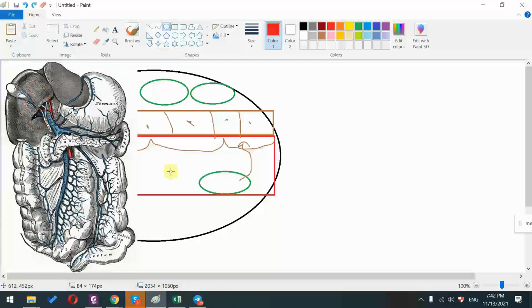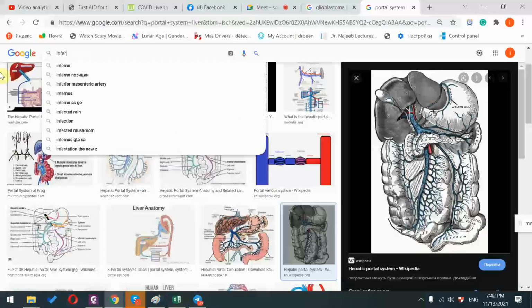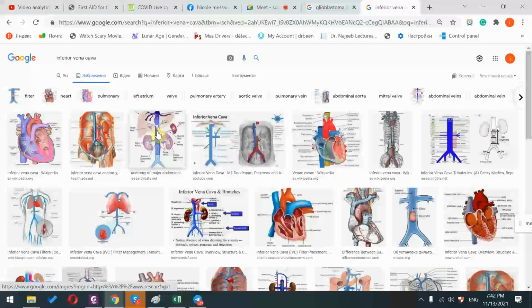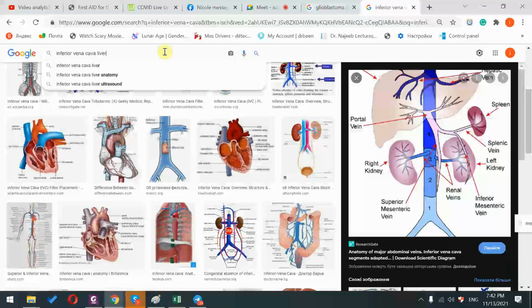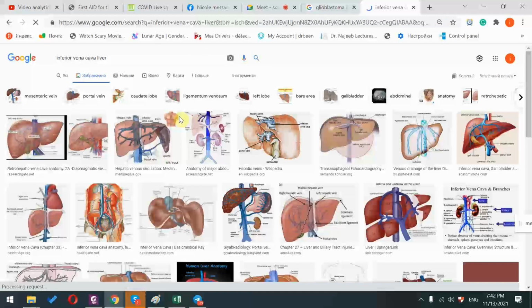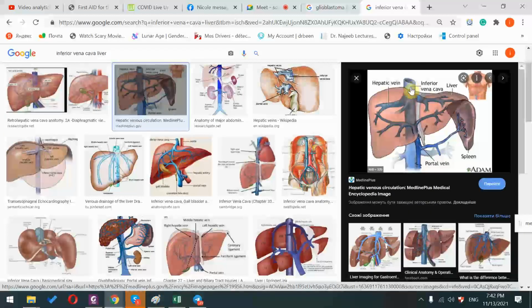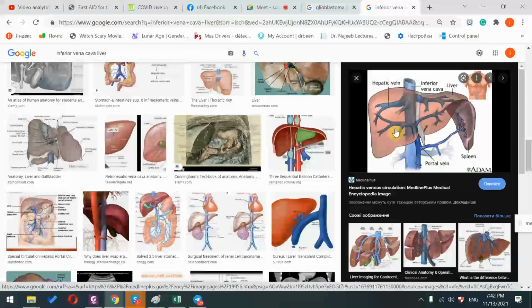Okay, let me give you another example. You can see here that the inferior vena cava attaches to the liver, and then if it keeps going, it goes to the right heart and then to the lung. So a lot of liver cancer can go to the lung. Why? Because it goes with the circulation.